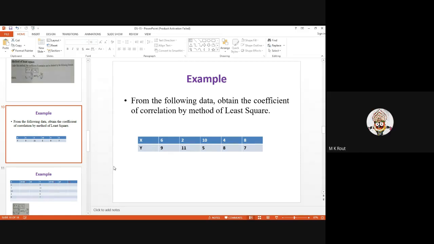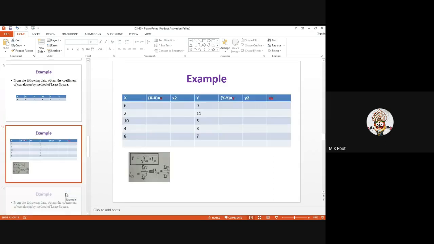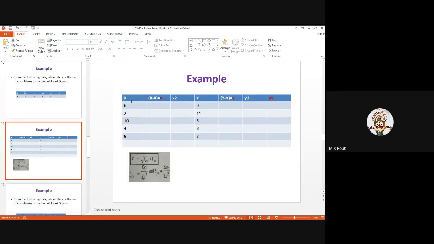So this type of problem can be solved by making a particular table. Here for x variable we have 6, 2, 10, 4, 6, and in case of y variable we have 9, 11, 5, 8 and 7. First you have to calculate the small x. The formula for small x is your x variable minus x bar. Just correct it, because it is difficult to write the x bar.